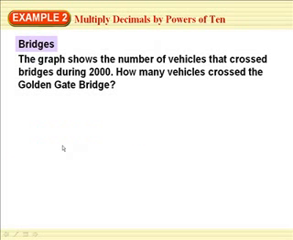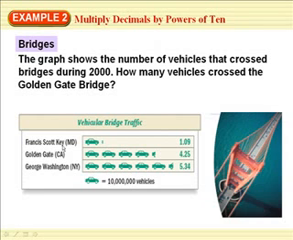So example 2, it says multiplying decimals by powers of 10. The graph shows the number of vehicles that crossed bridges during the year 2000. How many vehicles crossed the Golden Gate Bridge? So there's our vehicles right there. There's our Golden Gate Bridge. It showed up with 1, 2, 3, 4 full cars and a quarter, 4.25. Each one of those vehicles is 10 million. So basically they're asking us to take 4.25 times 10 million.